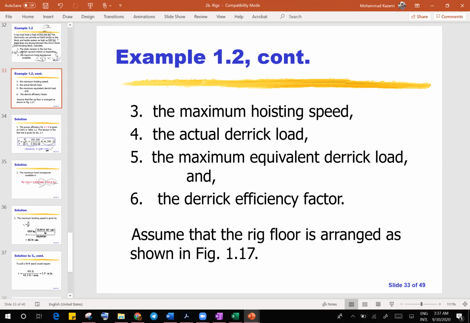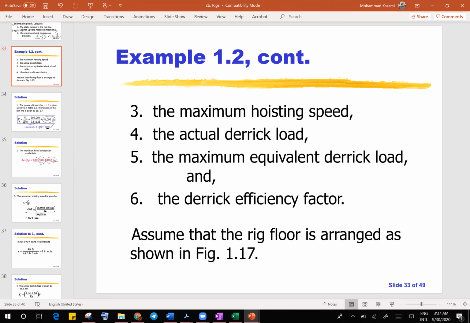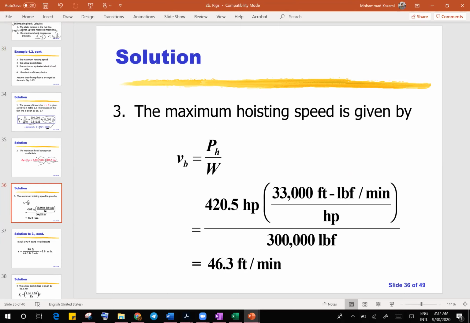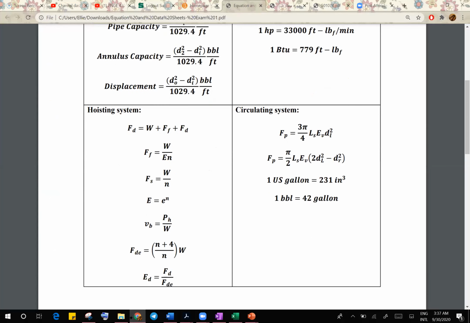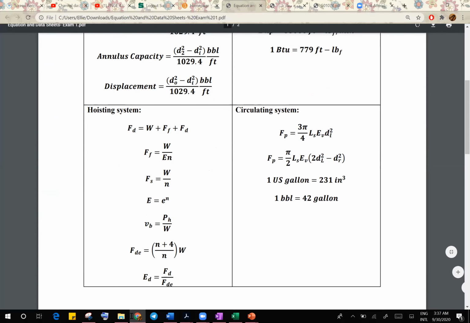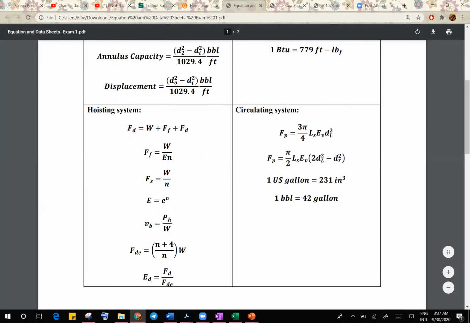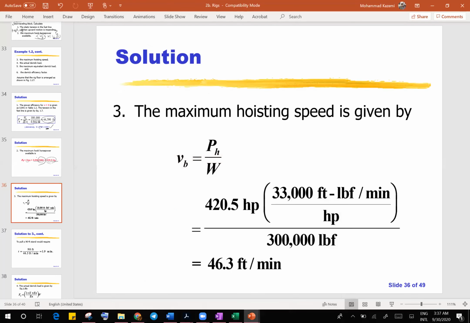The actual derrick load. So derrick load, we discussed that, right? So did I skip? Yeah, the maximum hoisting speed. So hoisting speed, again, I think we have the equations in the equation sheet as well. Yes, this is the equation sheet. V is the hoisting speed basically here, right? And PH is the available horsepower, and the weight is the weight that you need to lower or raise. So 420.5 was the available horsepower, weight is 300,000. This is in pound force, this is in horsepower.